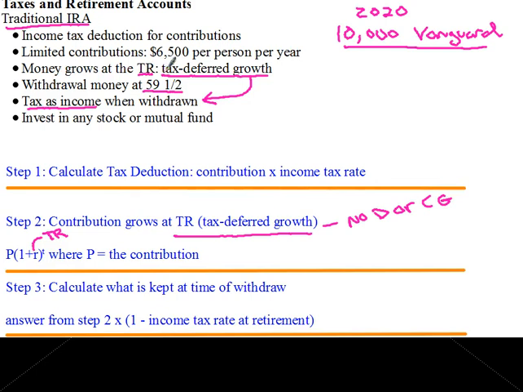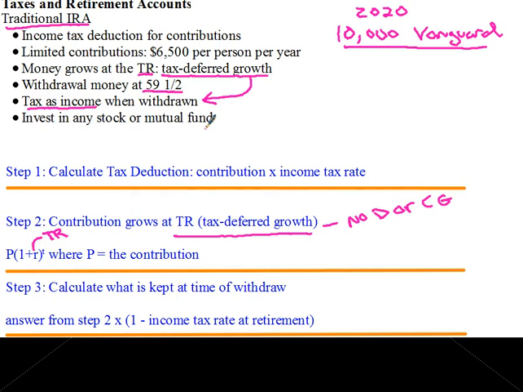The money grows at the full total return. You get tax deferred growth. You don't have to pay capital gains and dividends as it grows. You can take the money out when you're 59 and a half. You have to pay income taxes on it when you withdraw it. And you can invest in any stock or mutual fund that you want to.